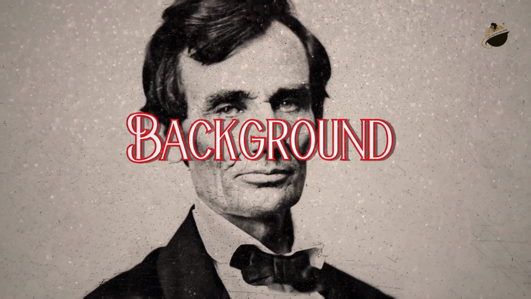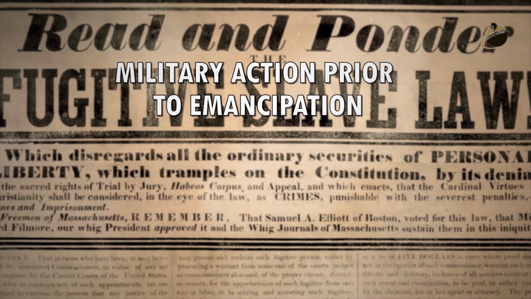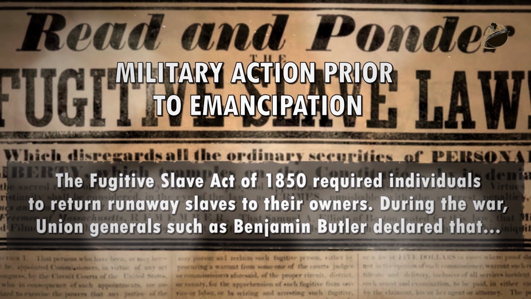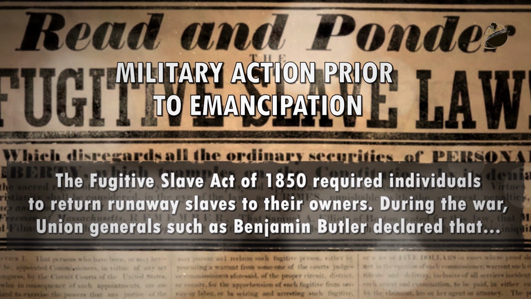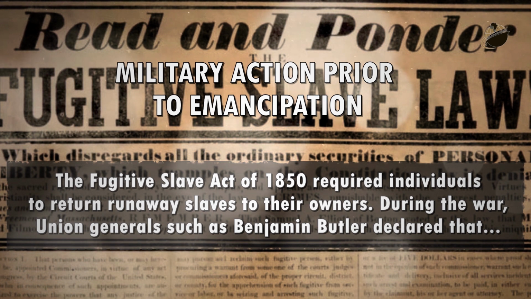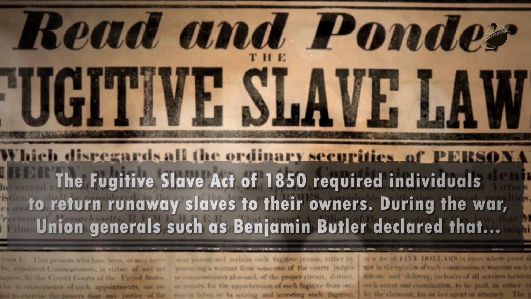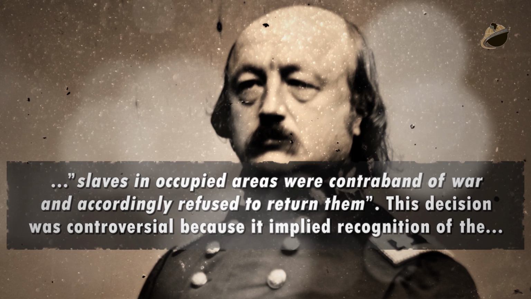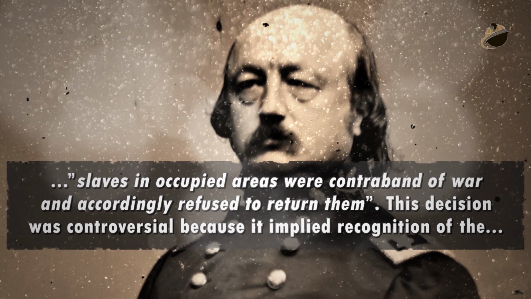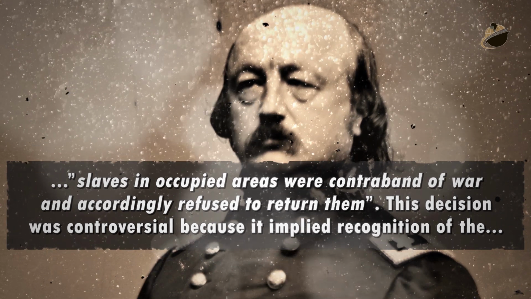Background: Military action prior to emancipation. The Fugitive Slave Act of 1850 required individuals to return runaway slaves to their owners. During the war, Union generals such as Benjamin Butler declared that slaves in occupied areas were contraband of war and accordingly refused to return them.